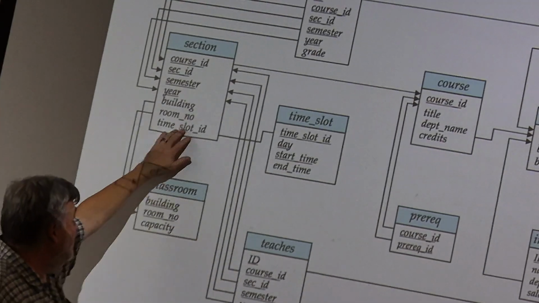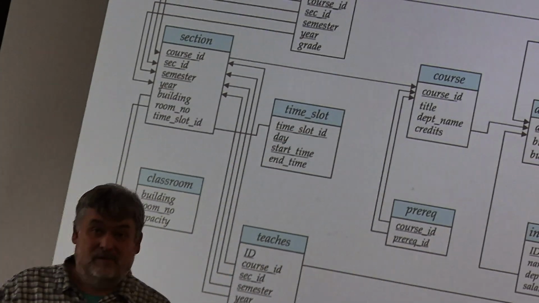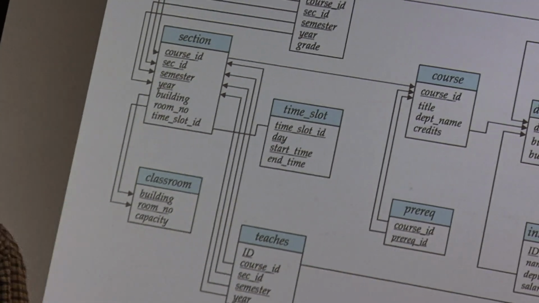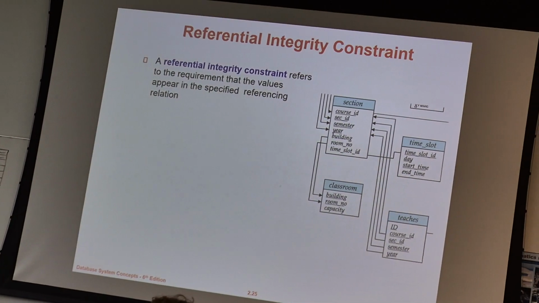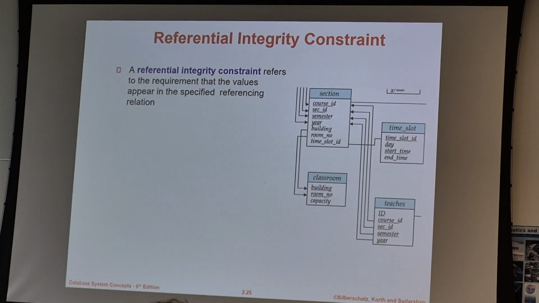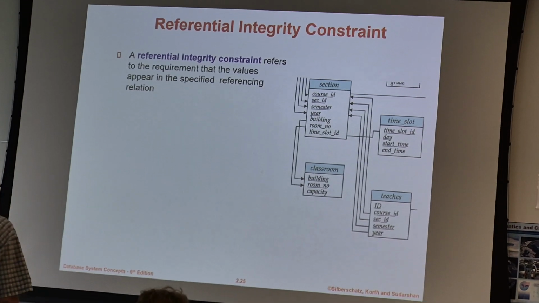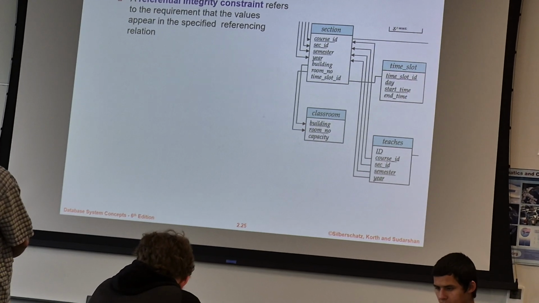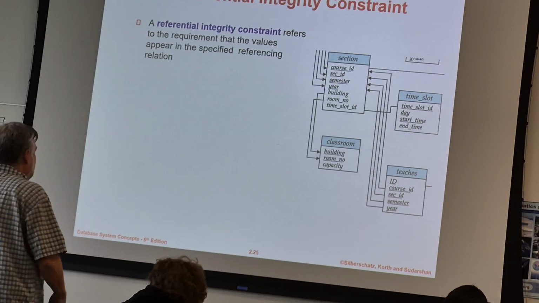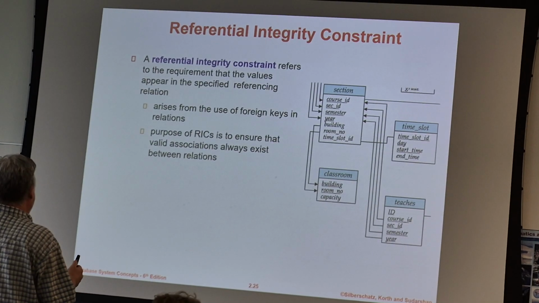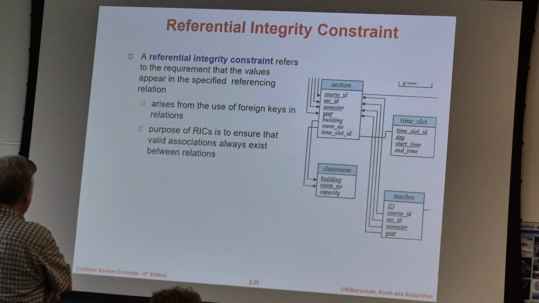Once that value is in that section table, we never want to lose that value from the time slot table. And so that introduces the next concept, referential integrity, yet another constraint on our databases. And that refers to the requirement that the values appear in the specified referenced relation.